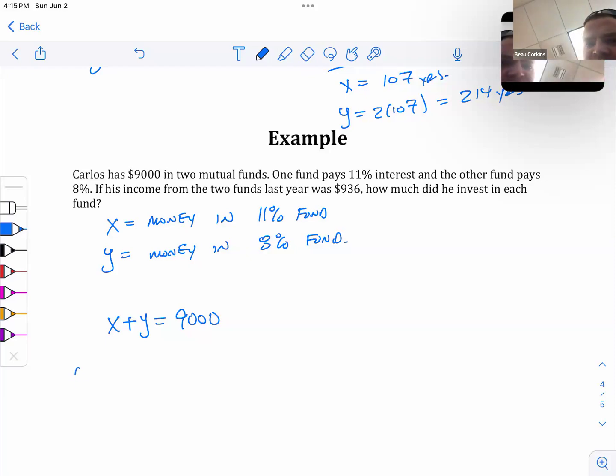which means that I have 0.11x plus 0.08y equals $936. So we only get, all right, the money that is the profit, right? The actual, basically the interest made, all right? Money just accumulating money, all right? That's how investing works.